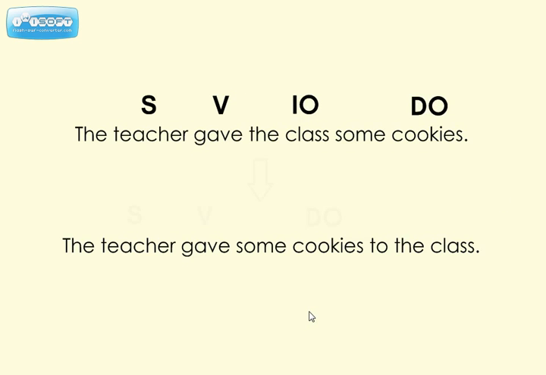The teacher gave some cookies to the class. It's a little bit different. Our verb still is gave. Who gave? The teacher. The teacher gave what? Cookies. Again, who did she give them to? Well, she still gave them to the class, but if you'll notice, class is not in between the verb and the direct object. It really needs to be in between the two. To the class is actually a prepositional phrase, and our major parts of the sentence, if you hadn't noticed, are never in prepositional phrases. So it's not an indirect object in that case.